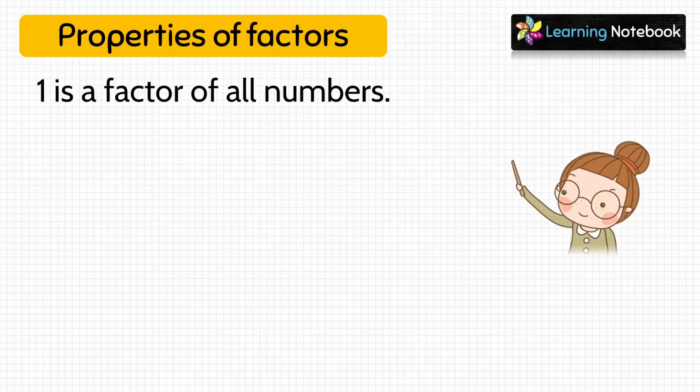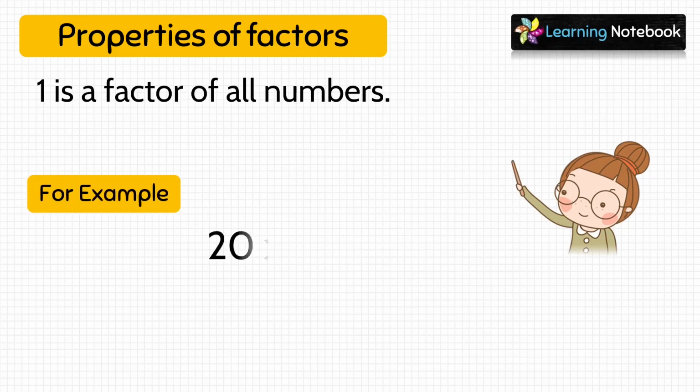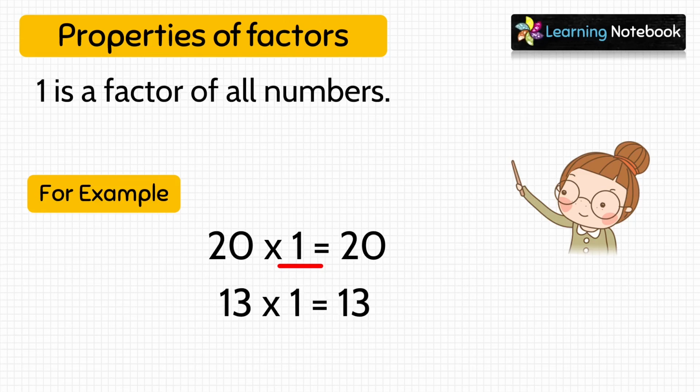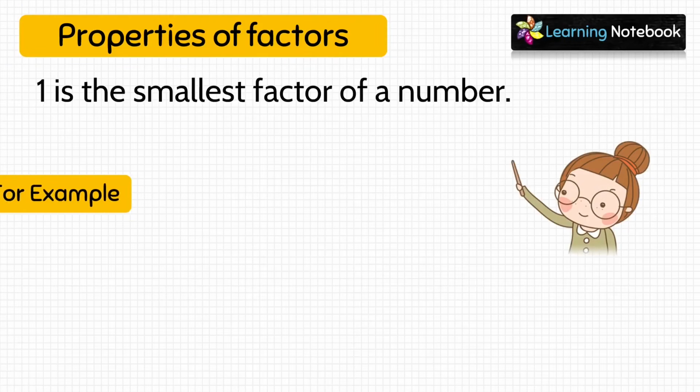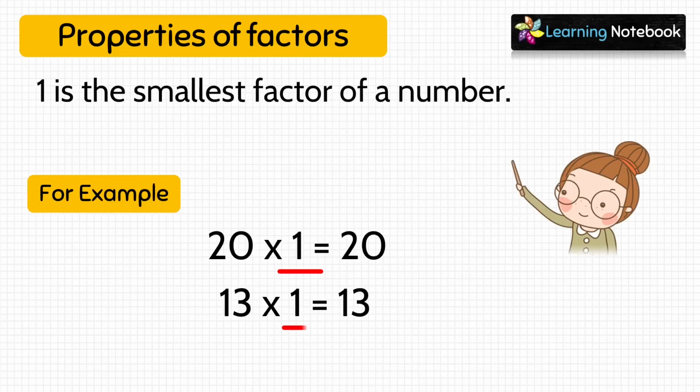First property of factors is 1 is a factor of all numbers. For example, 20 into 1 equals 20. So here 1 is a factor of 20. Next example is 13 into 1 equals 13. So 1 is a factor of 13. So students, remember that 1 is a factor of all the numbers. Also students, 1 is the smallest factor of any given number.